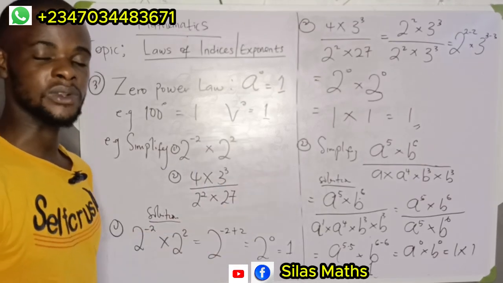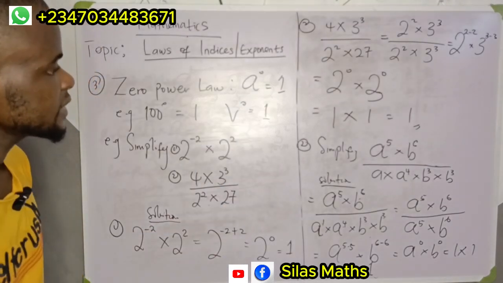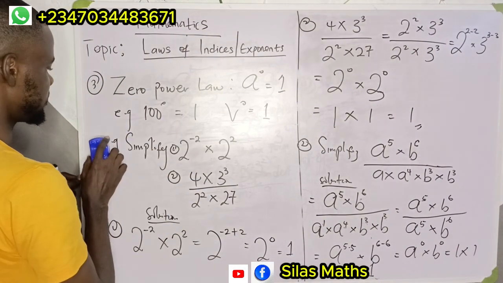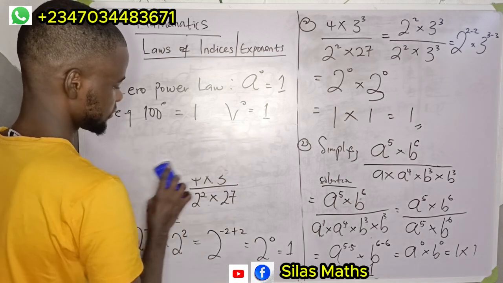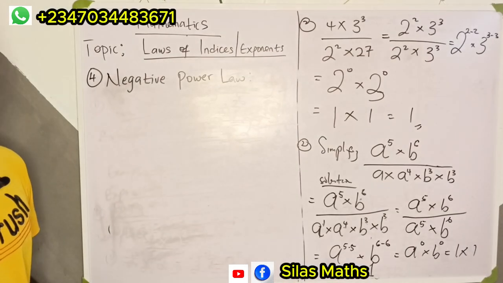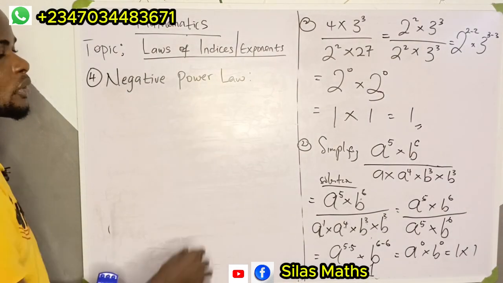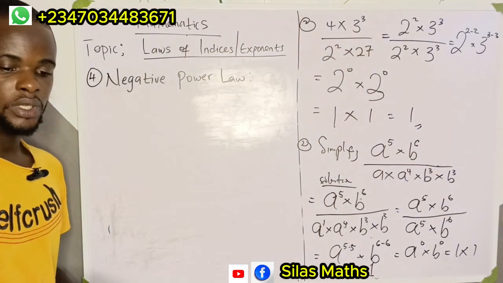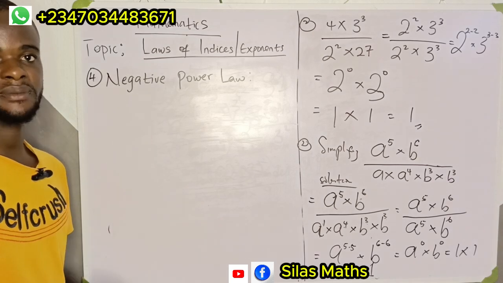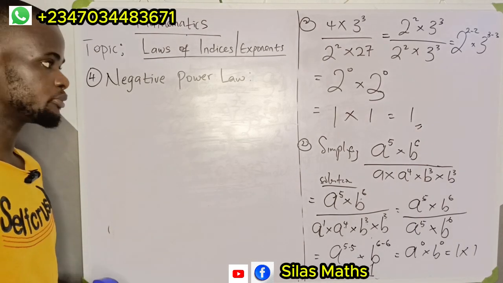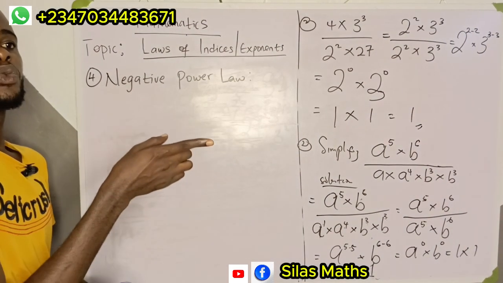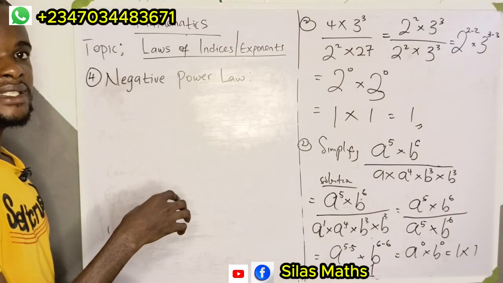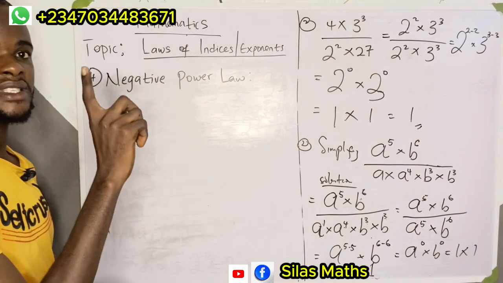Okay, so that's that for this particular law. Now the next law we are going to consider is what we call the negative power law. What does that law state? It states that whenever a variable is raised to a negative power, or a negative exponent, we take the reciprocal of that number and raise it to a positive power.